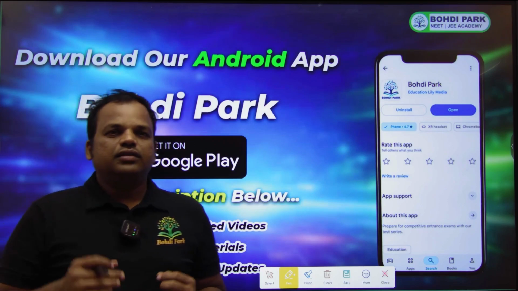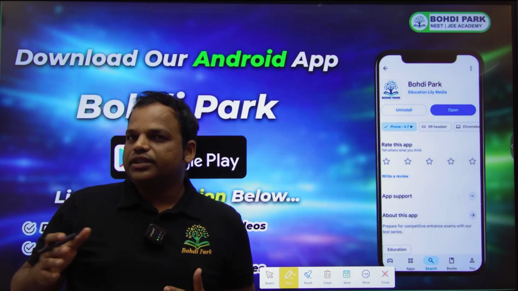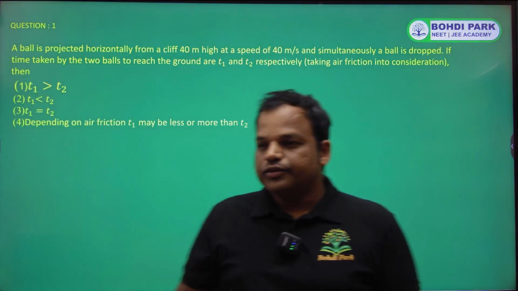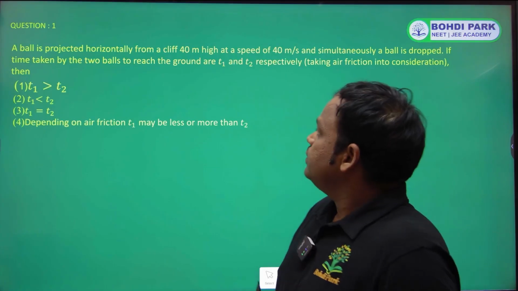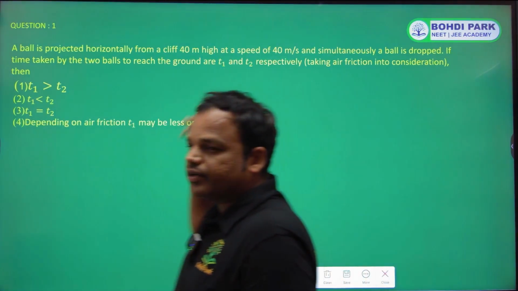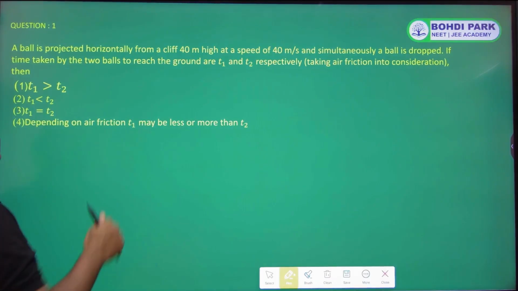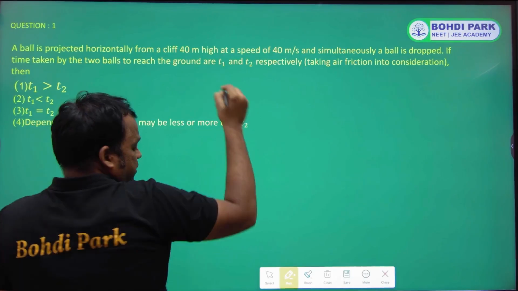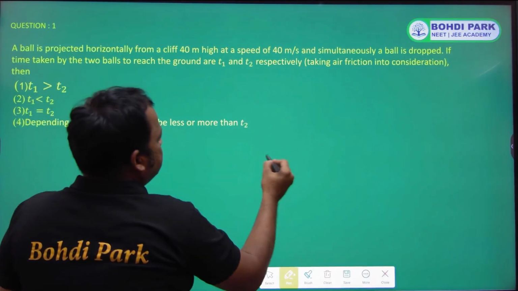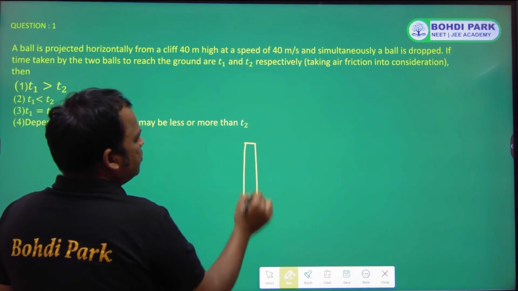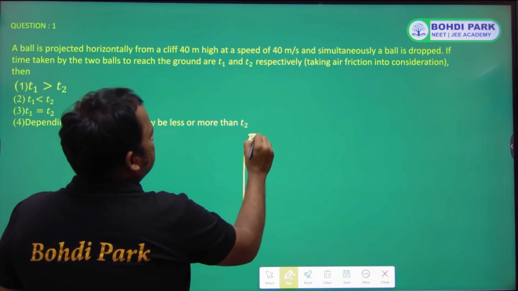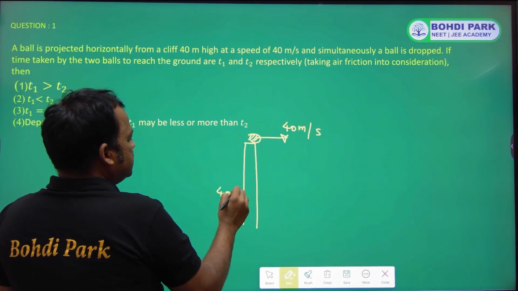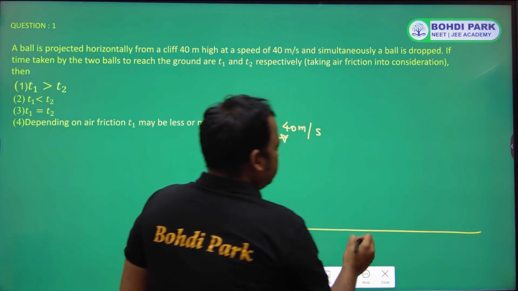So let's start with the first question based on projectile motion. A ball is projected horizontally from a cliff of height 40 meter at a speed of 40 meter per second. Suppose this is the cliff. A cliff can be called a mountain or it can be a building. So this is the ball. It is projected horizontally with 40 meter per second from the initial height 40 meter, and this is the ground level.